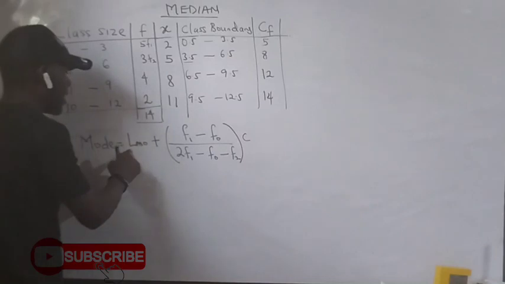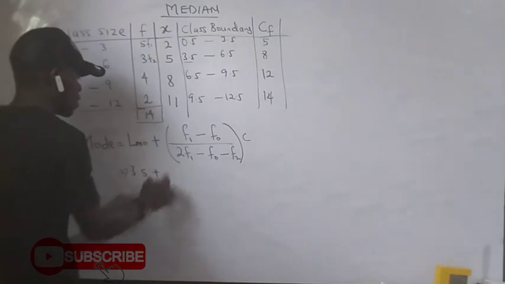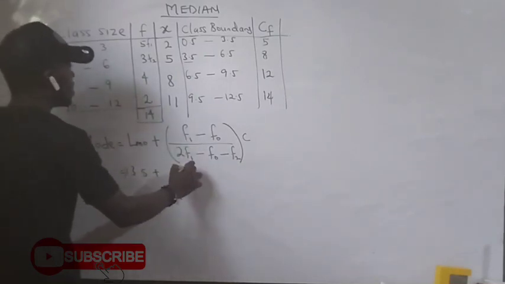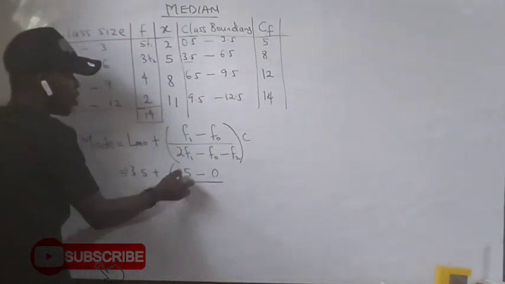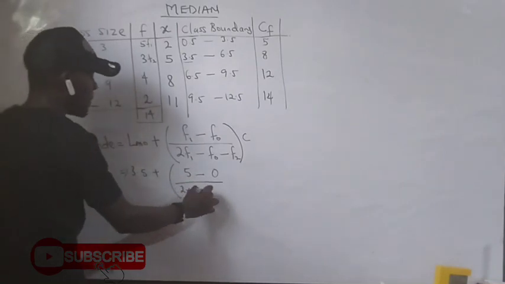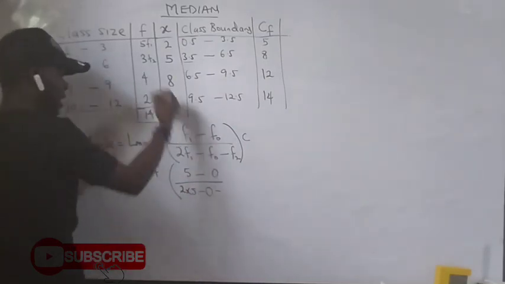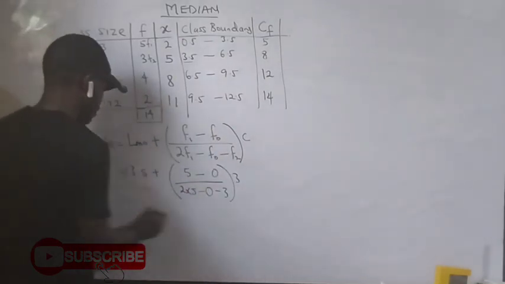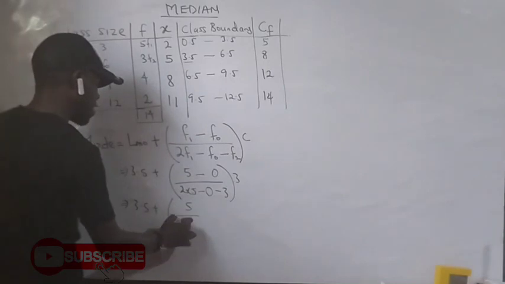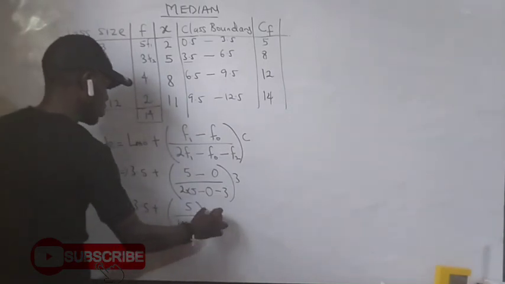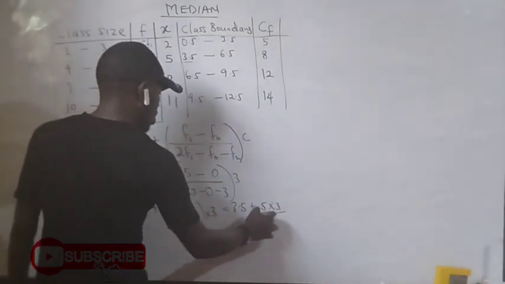So on that note, I have my L0, the lower class boundary of my modal class, as well to be 3.5 plus, in brackets, my f1 is what? It is 5 minus my preceding class, which does not exist. I call it 0, all over 2 times 5 minus my frequency of the preceding, which is 0, minus the succeeding class, that is 3, all in bracket 3. So I'll be having it to be what? 3.5 plus, all in bracket, 5 open bracket 10 minus 3, times 3. Then you'll be having it to be what? 3.5 plus 5 times 3 all over 7.